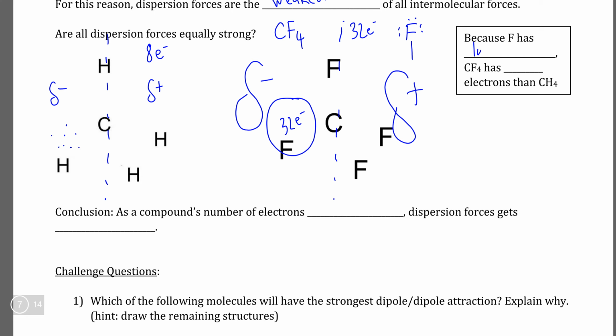So because fluorine has lone pairs, tetrafluoromethane, CF4, has many more electrons than CH4 does. And as a compound's number of electrons increases, the negative charge and the positive charge that result from a temporary dispersion dipole are also going to get stronger. And if the dipole gets stronger, that means the attractive force that it forms between other molecules with dispersion dipoles is also going to be stronger than before.